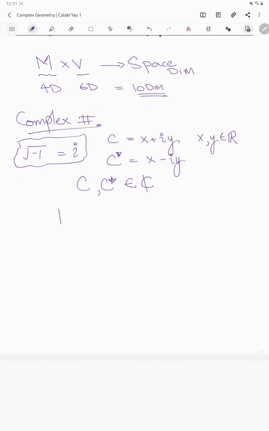You can also define the mod square of c as c times c star. That is how the mod square is defined for a complex number. If you multiply these two, you get x squared plus y squared. So you can clearly see that this belongs to the real space.